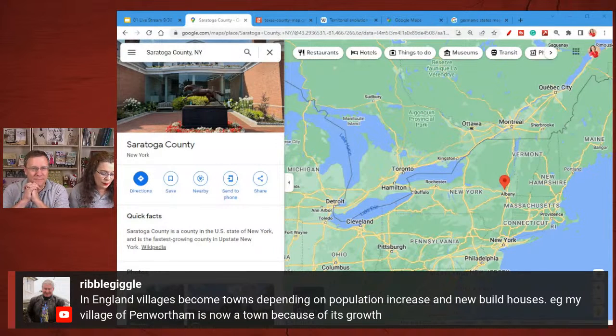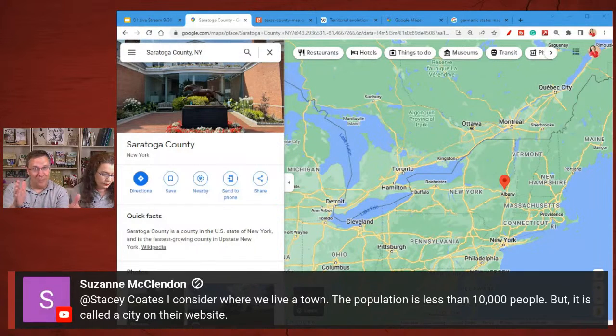It becomes a town depending on population increase and new house building. My village of Penwortham is now a town because of its growth. So there's actually a nice progression, as far as from hamlet to village to town, it sounds like, to maybe even city. In the United States, there is nothing like that.